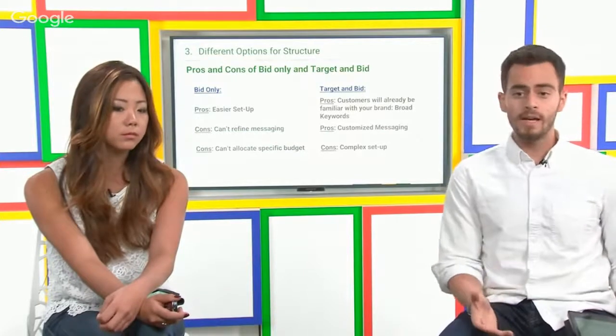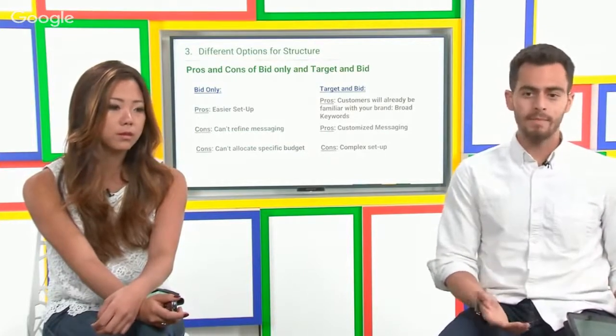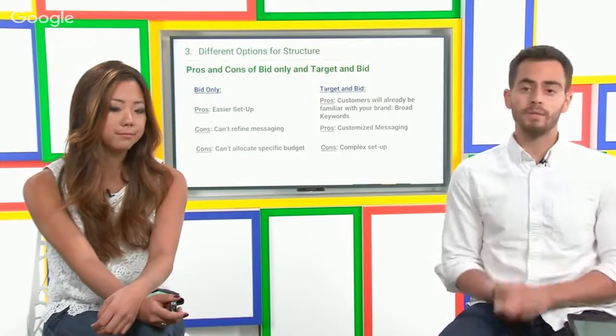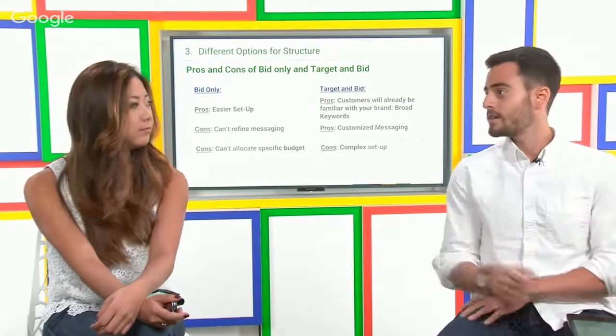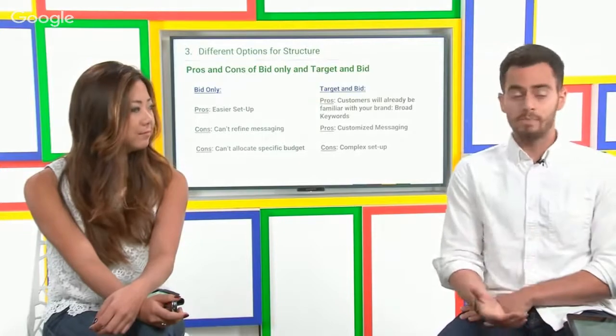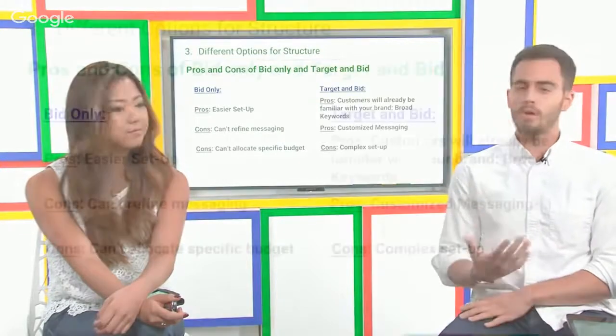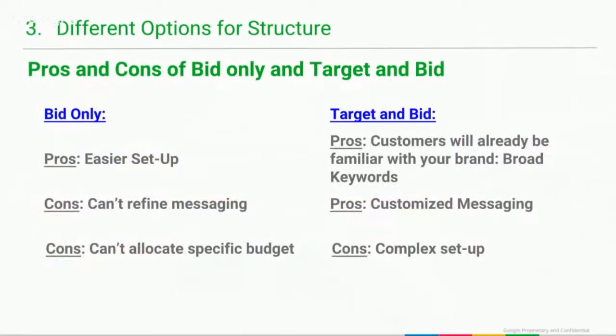The thing about target and bid, while it is a bit more of a complex setup, is that customers are already familiar with your brand, so you can broaden out the keywords a little bit. So let's say we sell high heels. It wouldn't make sense to generally just bid on the term shoes. But if we know that these people are pre-qualified, if we know that they're familiar with our brand, it might make sense to broaden out a little bit.